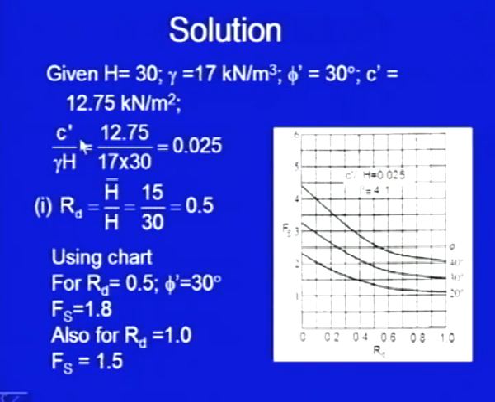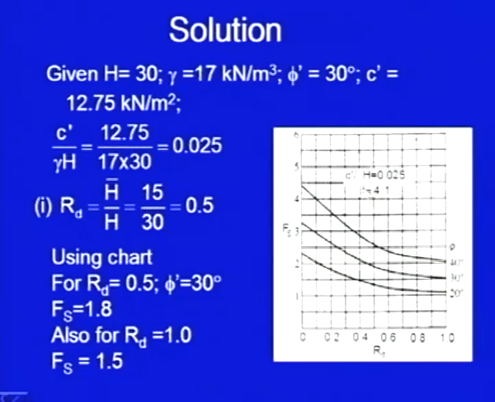We calculate the value of C dash upon gamma h. So, C dash upon gamma h comes out to be 0.025. Incidentally, this is exactly 0.025 in this case. If it is some other value, we have to interpolate the results. Then we calculate R D. In the first case, the drawdown is equal to 15 meter. So, 15 upon 30, R D is equal to 0.5.